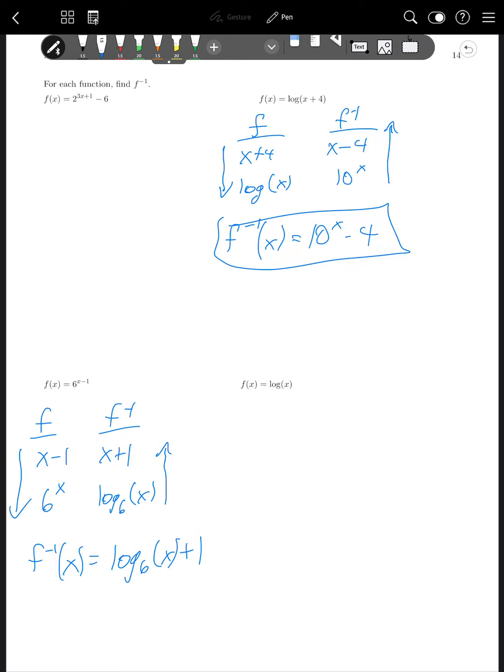And this is especially a useful way to find inverses when there's only one operation, right? In this case, the only thing that's happening is log of x. The inverse of that is 10 to the x. So f inverse of x would just be 10 to the x.